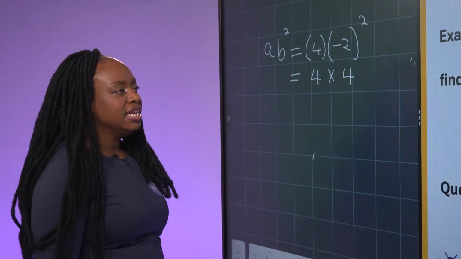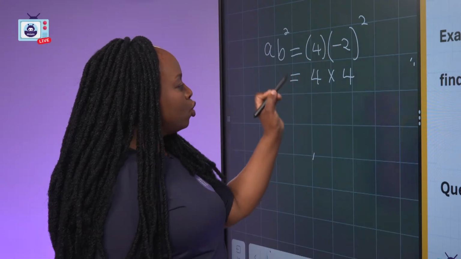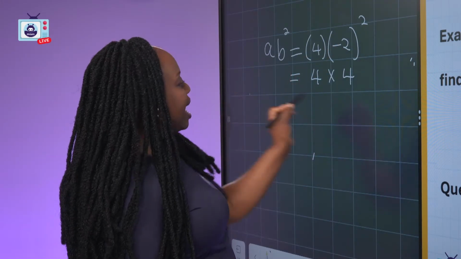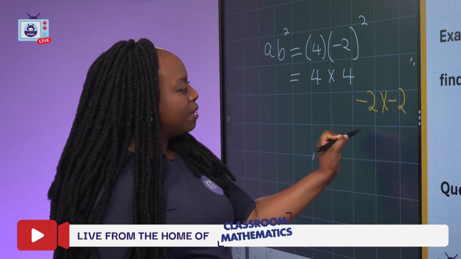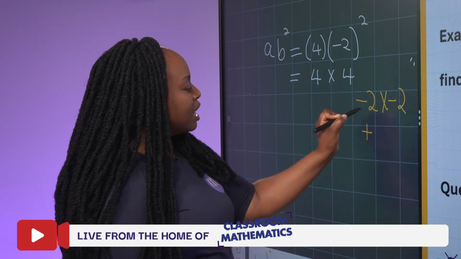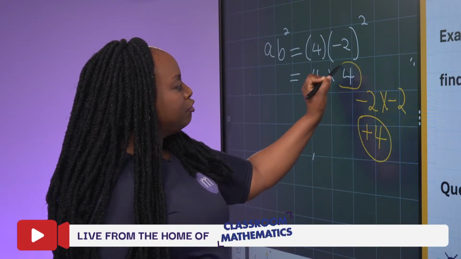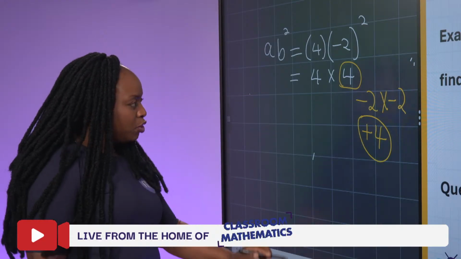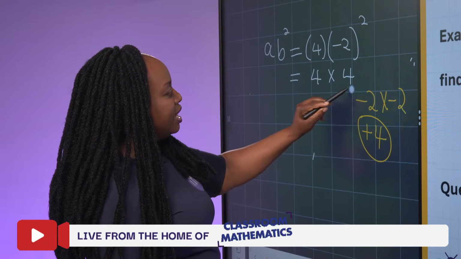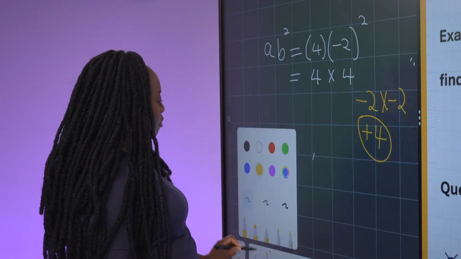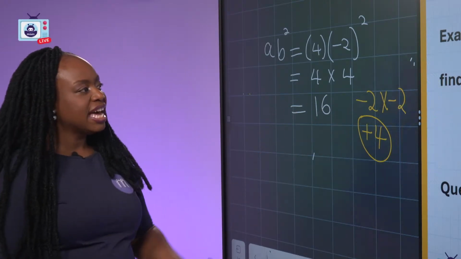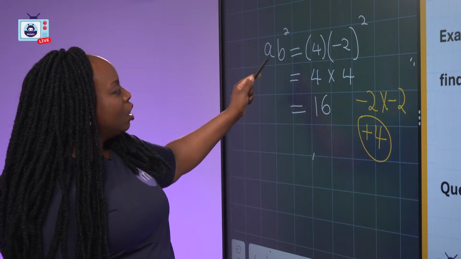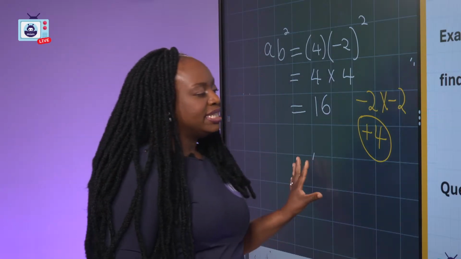What happened is when you have a negative 2 squared, you have it as a negative 2 multiplied by a negative 2. So a negative multiplied by a negative will give us a positive, and 2 times 2 will give us 4. Hence, we are having a positive 4, right? So that is very important for you to remember. And then after you do that, you have your 4 multiplied by 4, which will then give you 16, right? Which means that if I'm substituting a and b, when I have ab squared, my answer will therefore be 16.